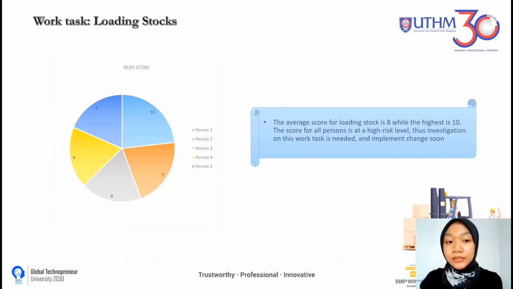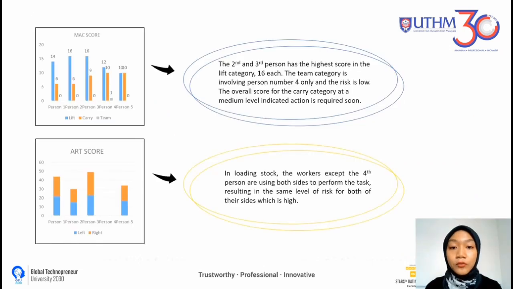This is for the REBA score. The score for all persons is at a high risk level, thus investigation on this work task is needed and change must be implemented. The MAC score for the second and third person is higher in the lift category. The team category involves person number 4 only and the risk is low. The overall score for the carry category is at a medium level, indicating action is required soon.